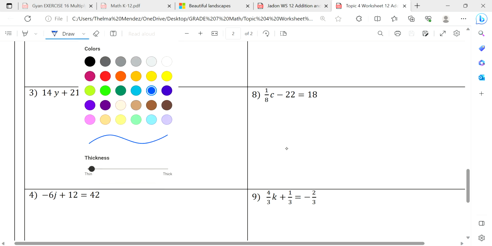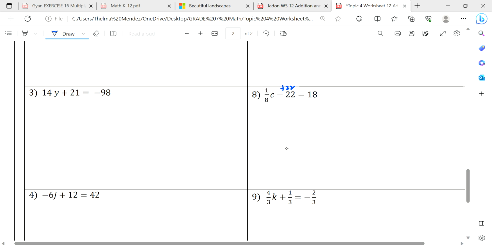The first thing is to perform the addition property of equality, so adding plus 22 to both sides. This gives us only 1/8c equals 18 plus 22, and that's equal to 40. Now I will just rewrite 1/8c equals 40. So here we did the addition property of equality.